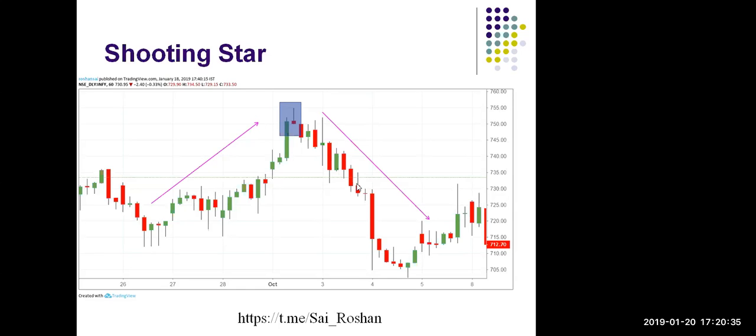So the probability of the reversal is very high. Okay, right, and you can see the result of it.